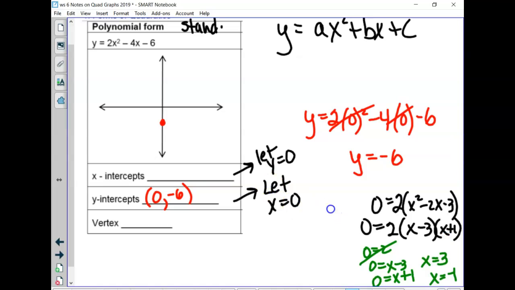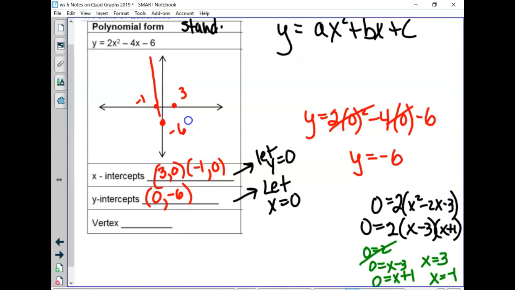All right. So we came up with x was 3 when y was 0, or x was negative 1 when y was 0. So it crosses at negative 1 and positive 3. And this was negative 6. And do you know which way it's opening? It's opening up. But is this negative 6 thing the vertex? How do you know?